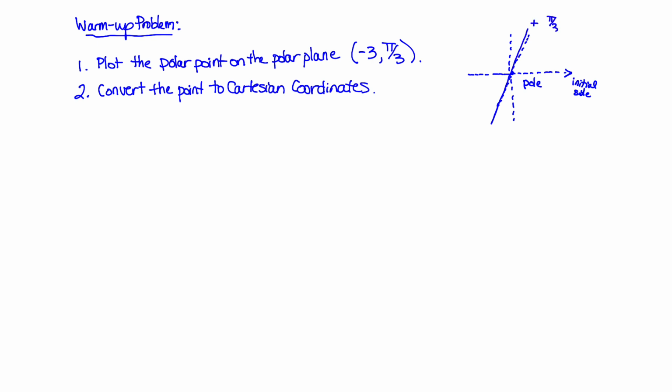So this is the positive direction, pi over 3. This is the negative direction, so you go down 3 units, which puts you on the third circle, because remember, our polar plane is based on distance from the pole, so you should be down here in quadrant 3. Everybody's good with that?